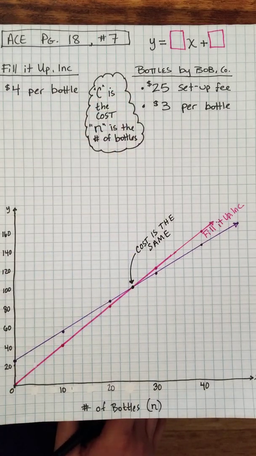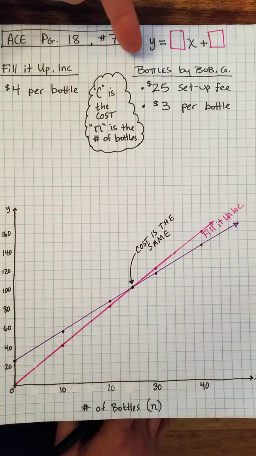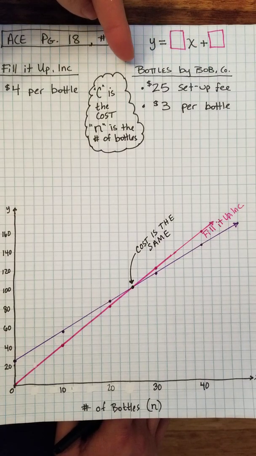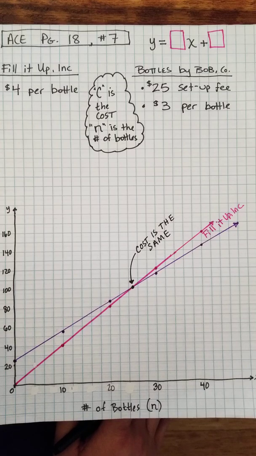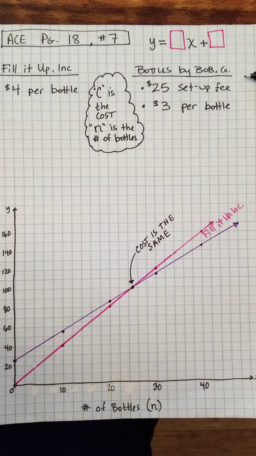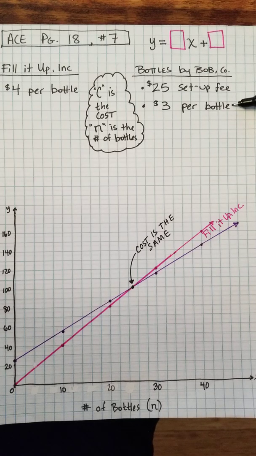Bottles by Bob is a little bit different. Before you purchase any bottles, some companies charge something called a setup fee. A lot of times a setup fee in manufacturing is basically like setting up the machines to print out, in this case, a water bottle that would have your personal message or your personal logo on it. So Bottles by Bob is going to charge us $25 before we start adding on any bottles. So at 0 bottles, we're going to have a $25 setup fee. On top of that $25 fee, they're going to charge us $3 per bottle.